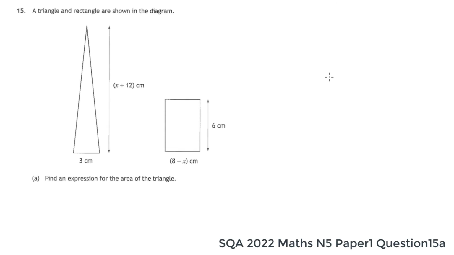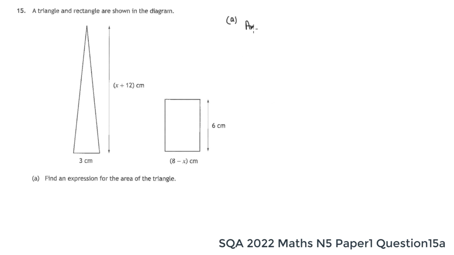So here's question 15, part A. We're given a diagram of a triangle and of a rectangle, and we're given dimensions. And some of these dimensions involve a variable x. So first of all, we're asked to find an expression for the area of the triangle.